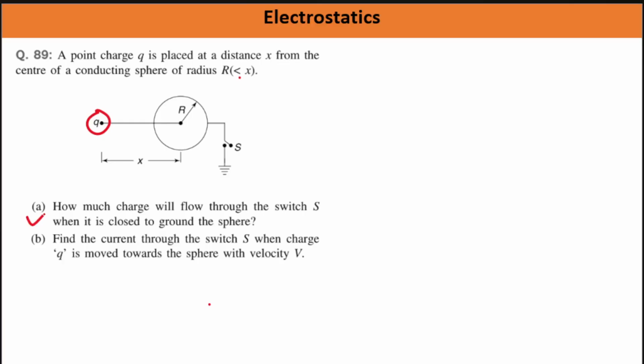Now in A, what we are getting asked: how much charge will flow through the switch S when it is closed to ground the sphere. So we are closing this switch in order to ground the sphere. It means in order to connect the sphere to the ground.